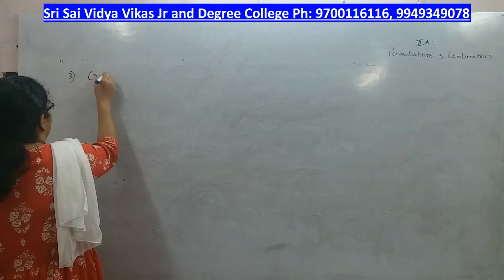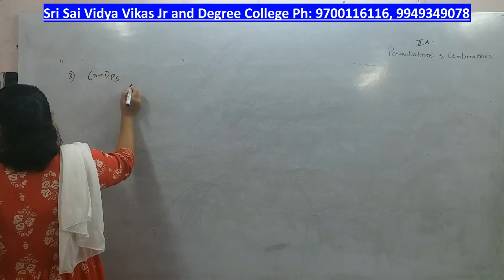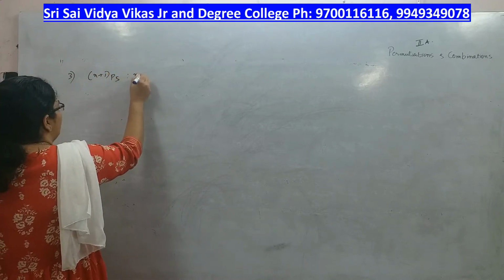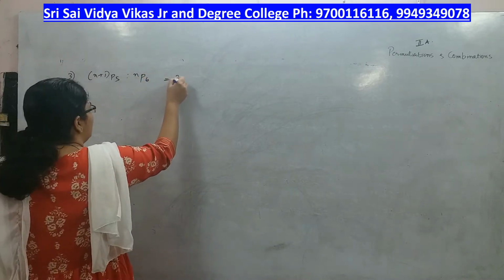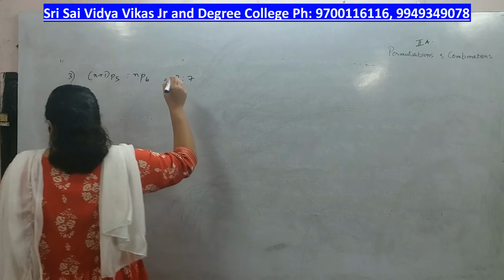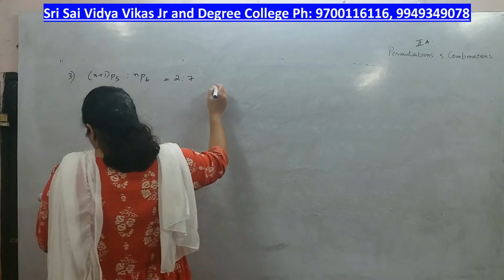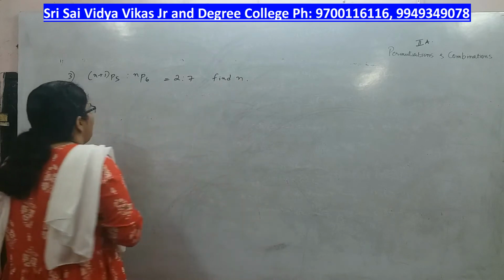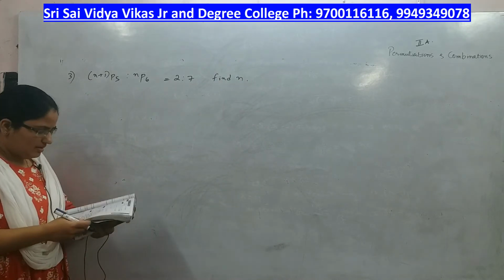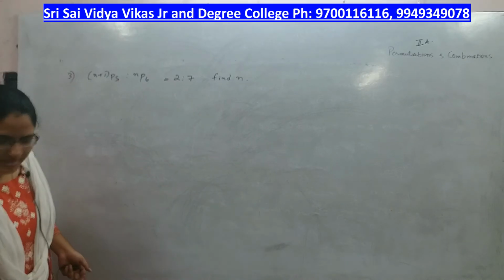n plus 1 P5 is to nP6 is equal to 2:7. Find n. What is n plus 1 P5?